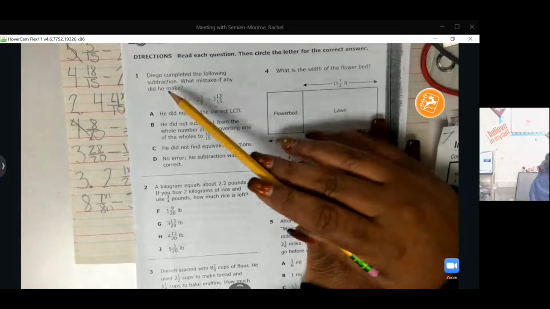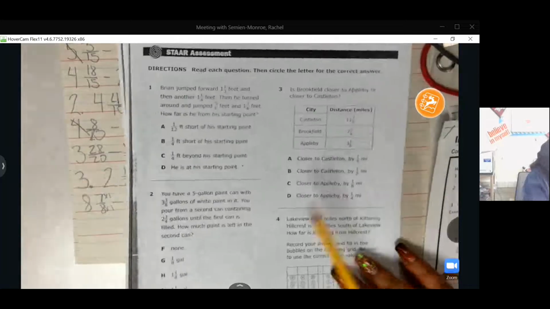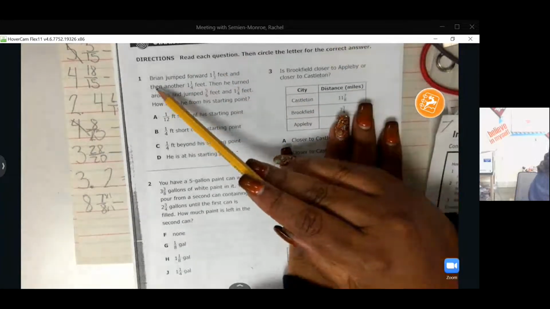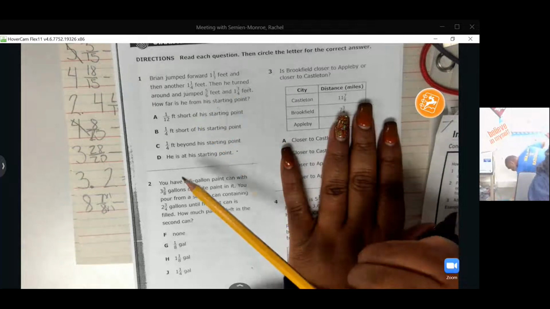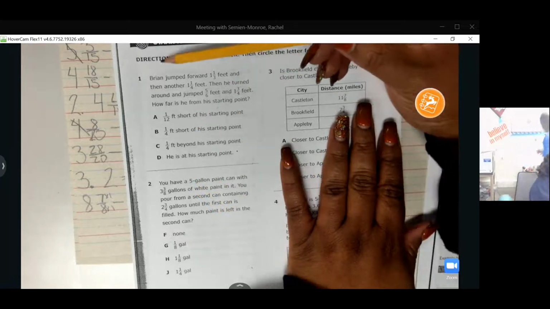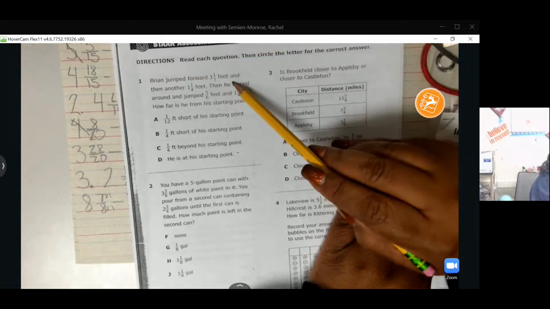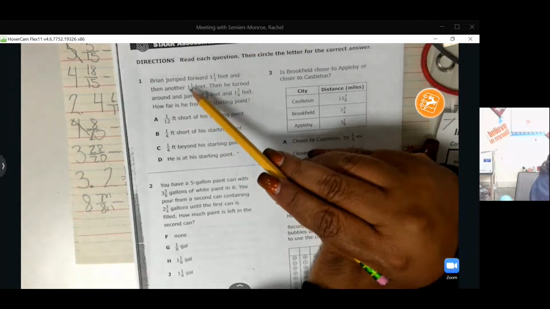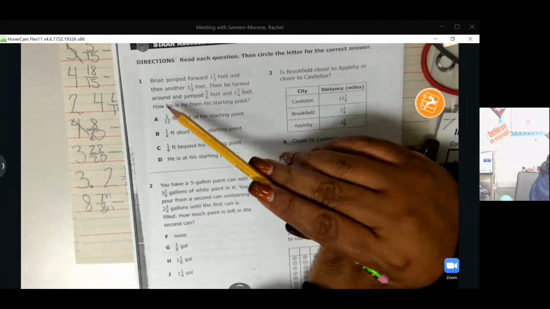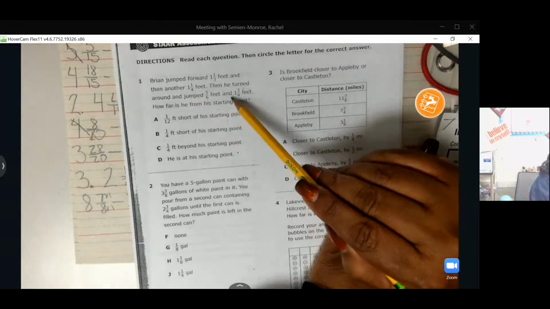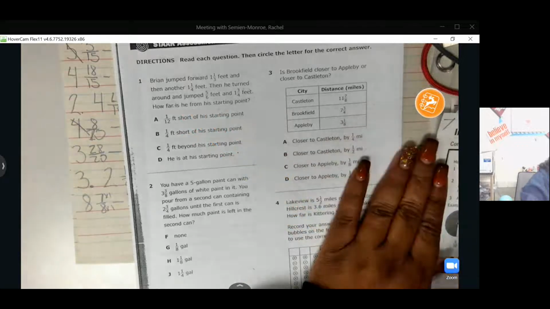Diego completed the following subtraction. Oh, I do apologize. We've got to flip it over. I'm sorry. Here we go. This is our problem. This is also a critical thinking problem. It is also a multi-step fraction problem. It states, Brian jumped forward 1 1/3 feet, and then another 1 1/4 feet. Then he turned around and jumped 5/6 feet and 1 3/4 feet. How far is he from his starting point?